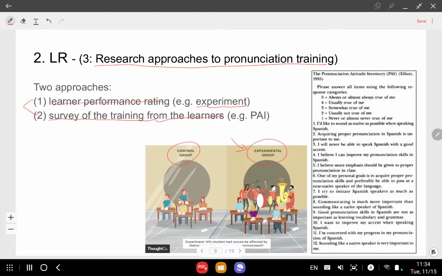Another approach would be a survey of the training from the learners. This kind of research looks at how learners think of the pronunciation training. One example would be the pronunciation attitude inventory. This survey tool can be used to see how learners think of pronunciation training.